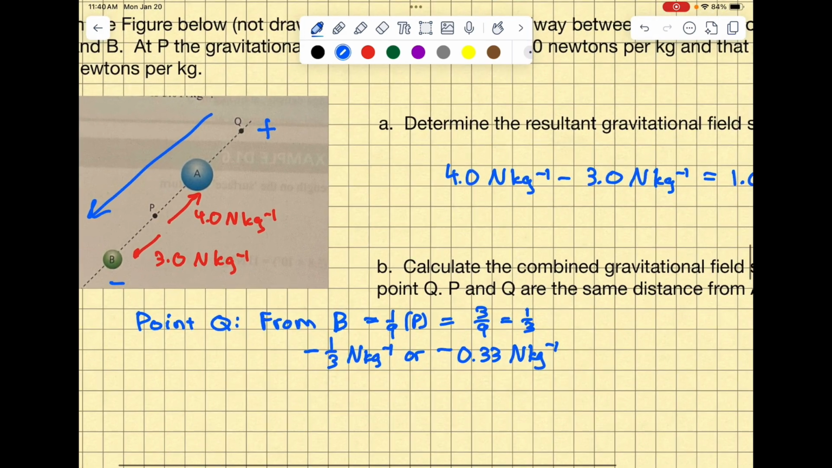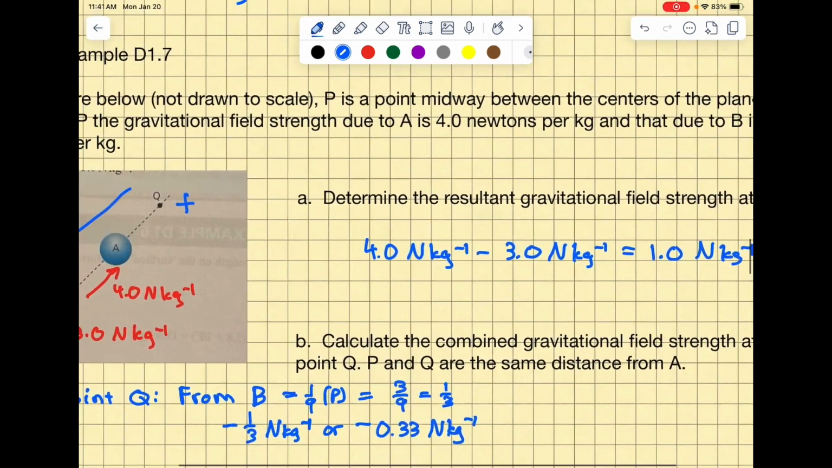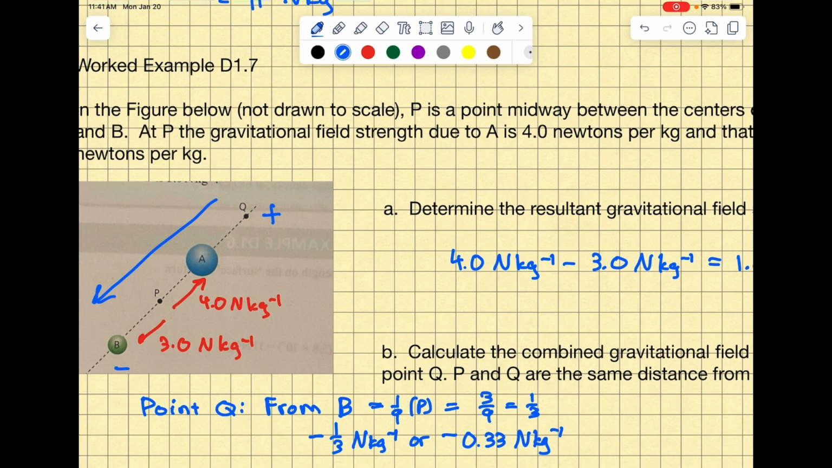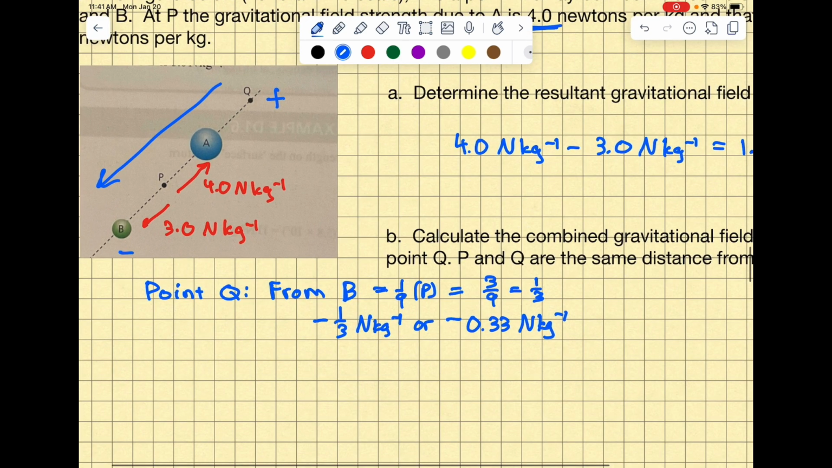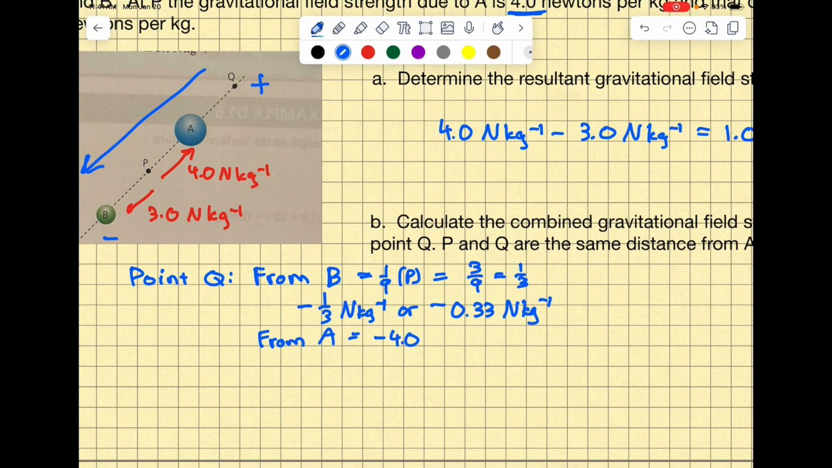Now point Q is the same distance from planet A as point P was. So point Q should have the same gravitational field strength, just going in the other direction. Where point P's gravitational field strength due to A is 4.0 newtons per kilogram, that should be the same for Q, but going in the other direction. So point Q's gravitational field strength from A is actually equal to negative 4.0 newtons per kilogram. So point Q from both A and B should be the combined effects of those: negative 4.33 newtons per kilogram.